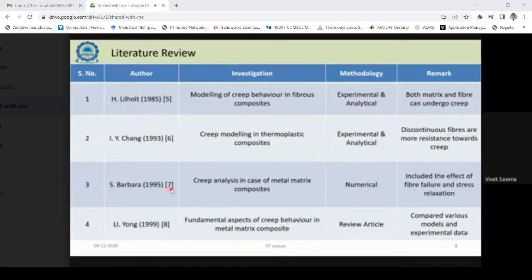Several other authors have also done similar kinds of investigation. Some did it in the case of metal matrix composites. Some presented metal matrix composites in a review article where they compared various models as well as the experimental data given by different authors.